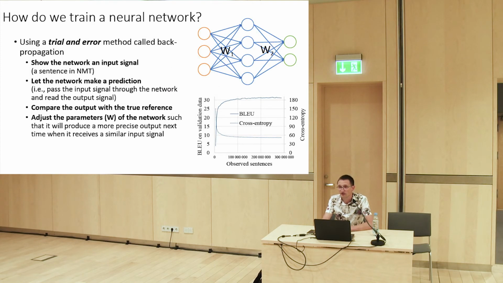How do we train a neural network? There's a method which is called backpropagation. It is called a trial and error method that works as follows. So we have an input sentence, so a source sentence that needs to be translated. When we are training the network, we start with a network that does not know anything. So if we show it an input sentence, it will produce some garbage. So a neural network is able to produce a result irrespective of whether it's trained or not.